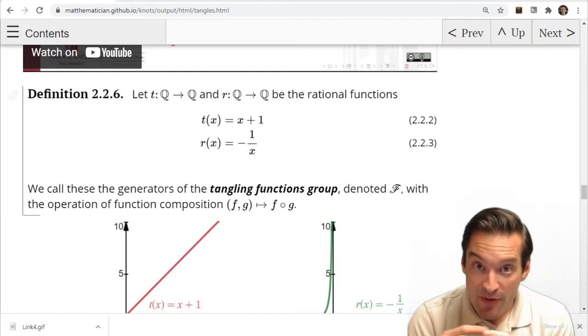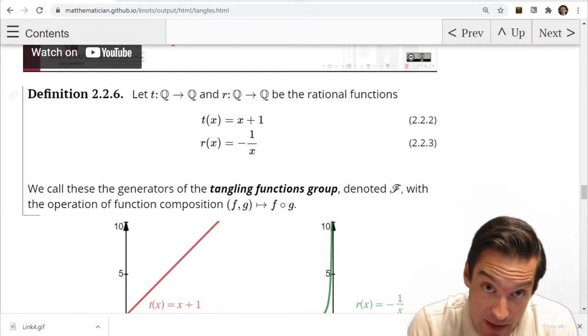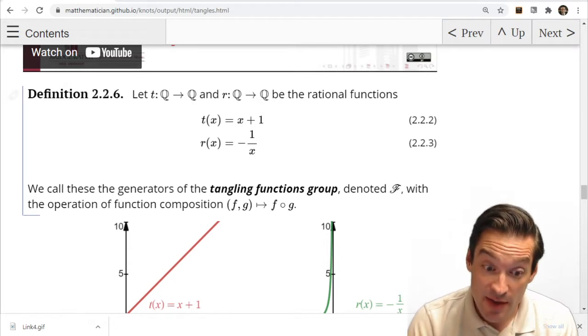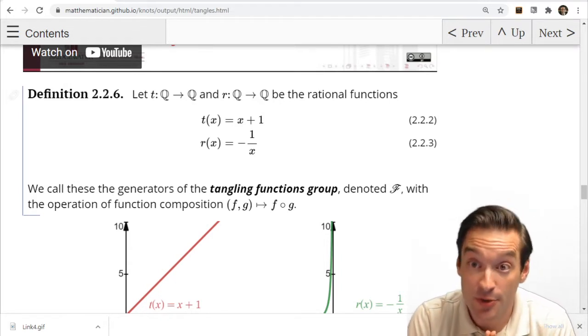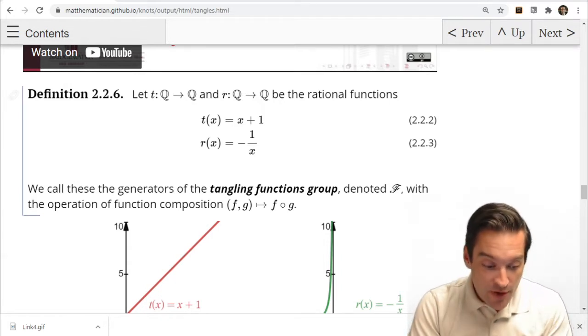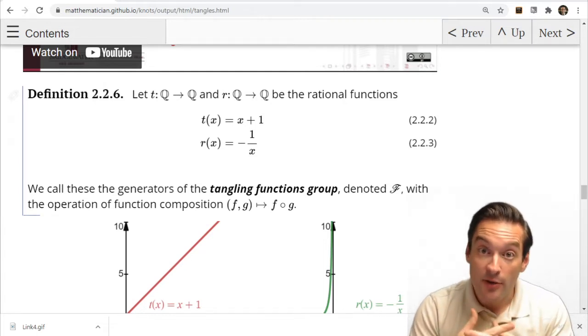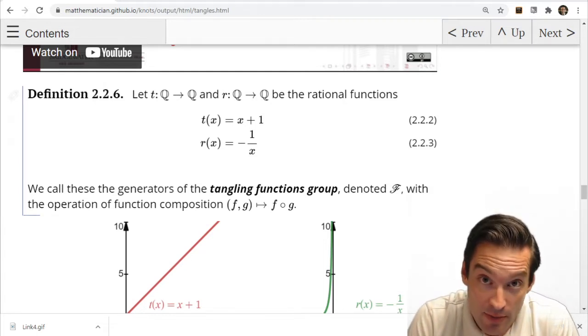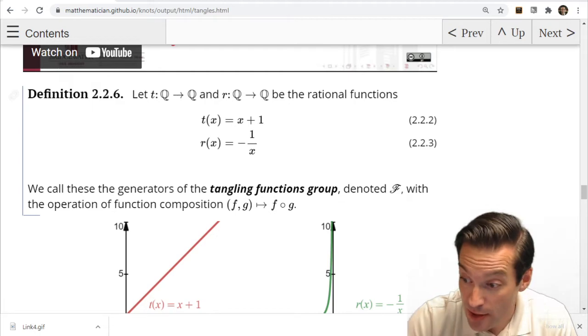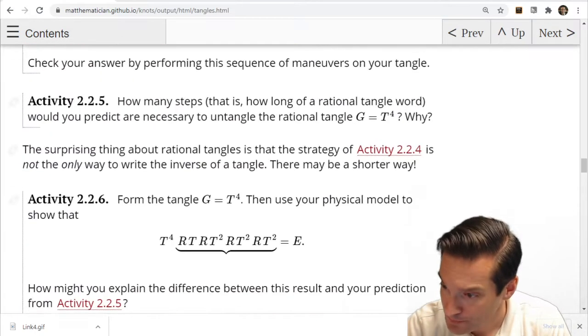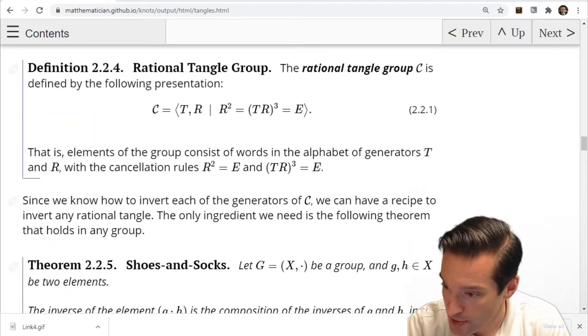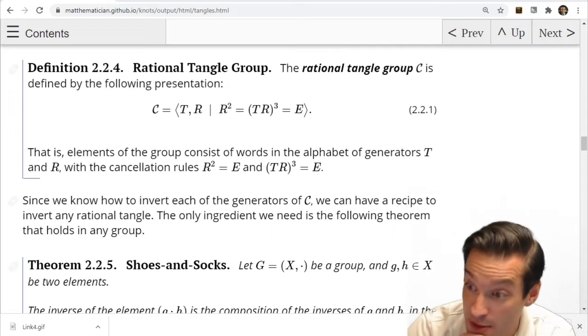What we do is we find two functions. And these are functions in the ordinary sense of the kinds of functions we study in algebra class in high school. And we find two functions that interact with one another in exactly the same ways that the rational tangle group generators interact with one another. Specifically, the rational tangle group generators follow these two cancellation rules.